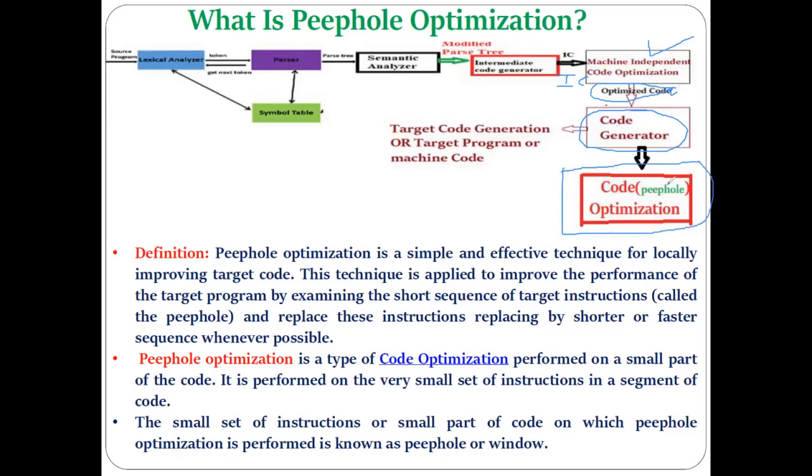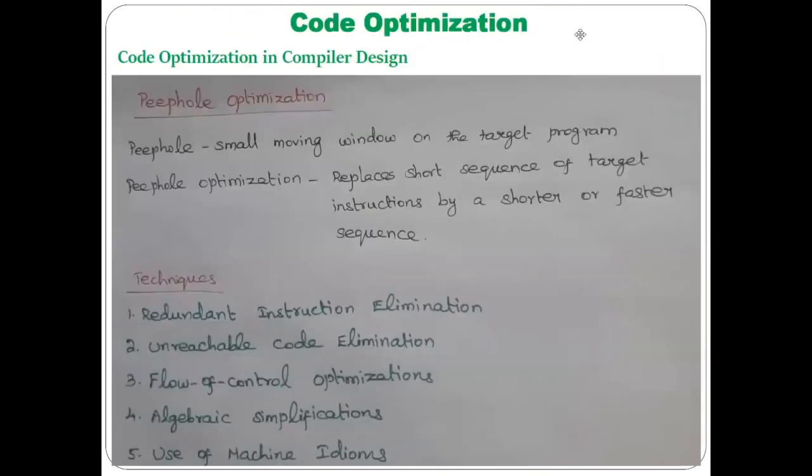Okay, if it is required. And that particular code optimization which gets performed after the code generation is called peephole optimization. Okay, so that is our point of discussion, the peephole optimization. First we need to understand why this optimization is given such a name as peephole optimization.